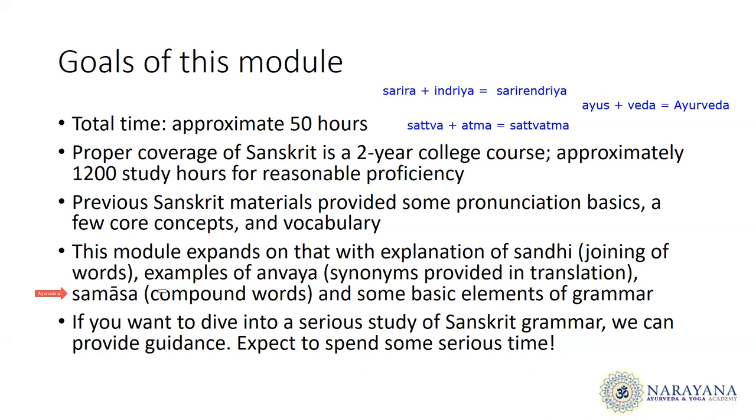We'll talk about also samas, compound words, which we use a lot of, and some of the basic elements of grammar. We're not going to try to go too deeply into it. Sanskrit has 7 nominal cases: nominative, accusative, dative, instrumental, ablative, genitive, locative, and there is also a vocative, a form of address called sambodhan, making a total of 8. It has 3 numbers: singular, dual, and plural. And it has 3 genders: masculine, feminine, and neuter.